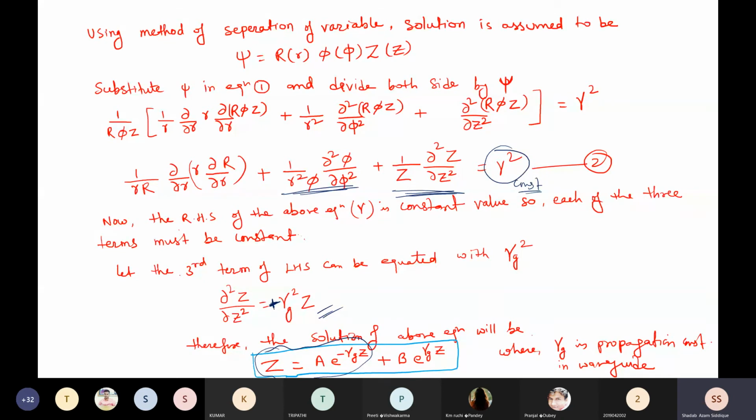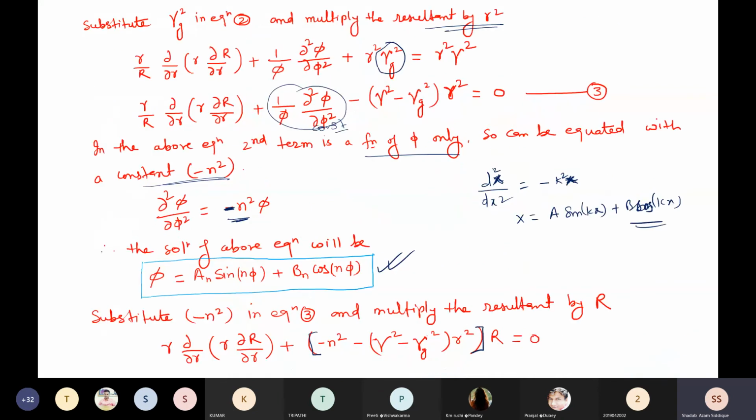Here we have found, taking into consideration that the right-hand side is a constant term, that the LHS will also be a constant. By equating the constant terms, one will be equated to gamma g and one to beta g, and we got the second-order standard differential equation, and there we got a solution.